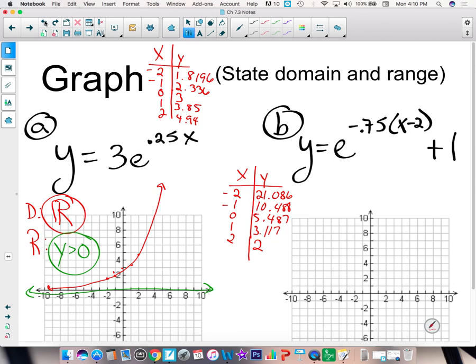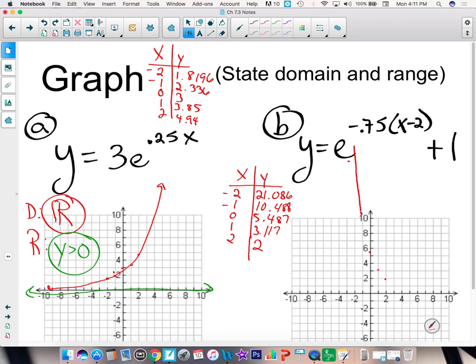Let's see if we can get a decent curve. So -2, we're going to be way up at like 21. Kind of put a dot up there. -1, and we got 10.48, so about 10.5. 0, 5.47, about 5.5. And 1, we got 3.117, about there. 2, we got a 2. That's an easy one to graph. Okay, so if you can see that right now, let's draw our curve.